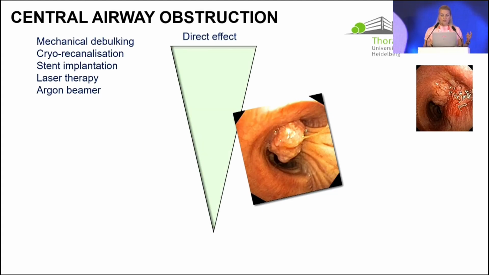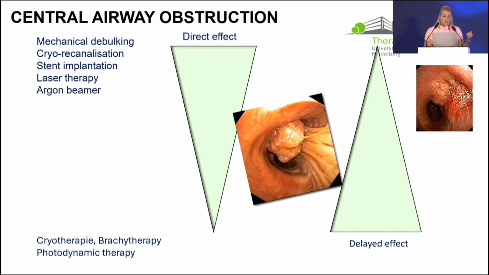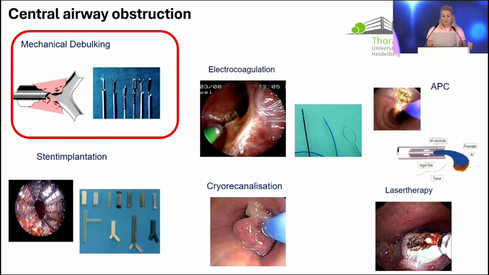As I told you, direct effect: mechanical debulking. I debulk and then I have a directly reopened airway. Cryorecanalization, stent, laser, all these have immediate direct effect. Cryo, brachy, and photodynamic therapy: the three of them are very good, but have a delayed effect and are not for an emergency.